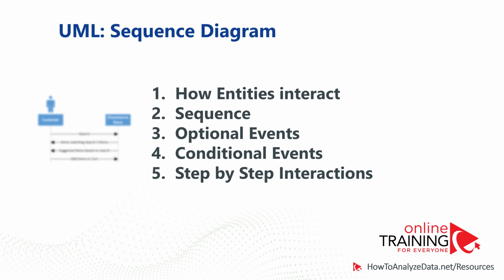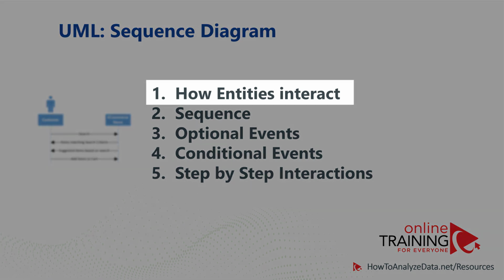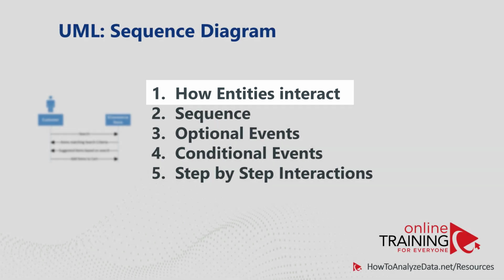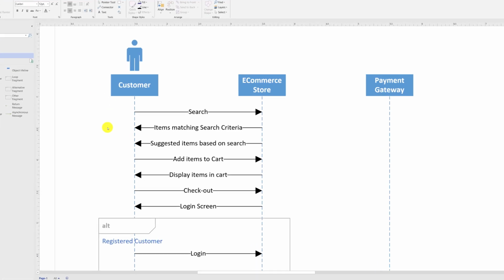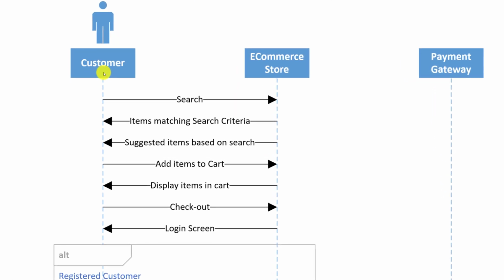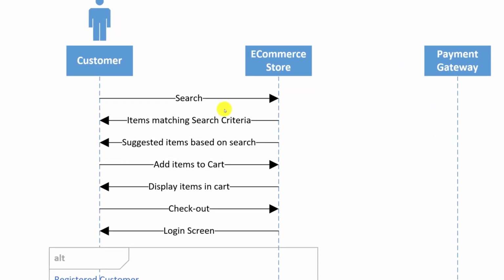So what is a UML sequence diagram? A sequence diagram is designed to represent how entities in the system interact and collaborate. In the example of an online e-commerce store, when a customer comes to the website, the customer can search the system, and the system will return the items that match the search criteria. The interactions between the customer and the store are shown by two lines. The first is the search line, the customer sending a message to the store. And second is the line coming back from the e-commerce store to the customer.